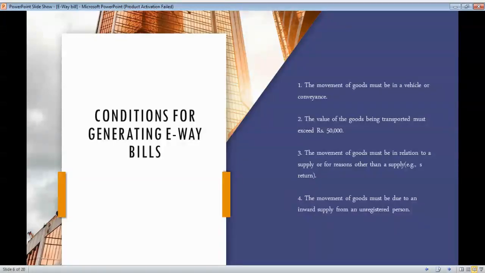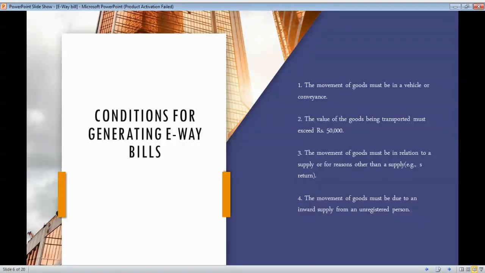Let's have another example. Here, a registered retailer in Delhi needs to ship a large quantity of rice to a warehouse. The e-way bill must include details such as quantity, description, and HSN code.